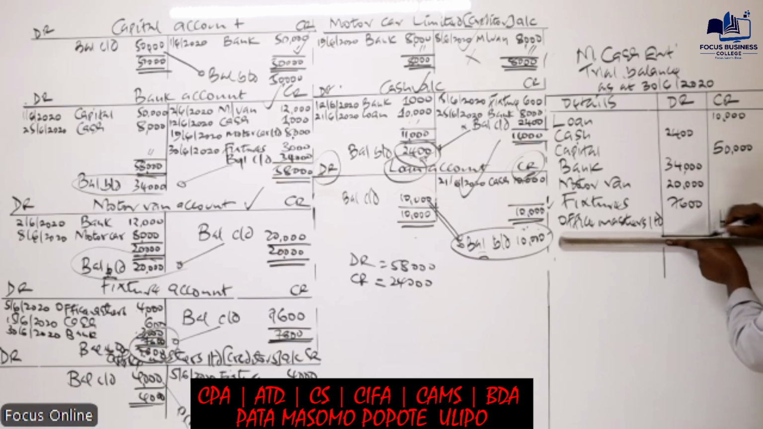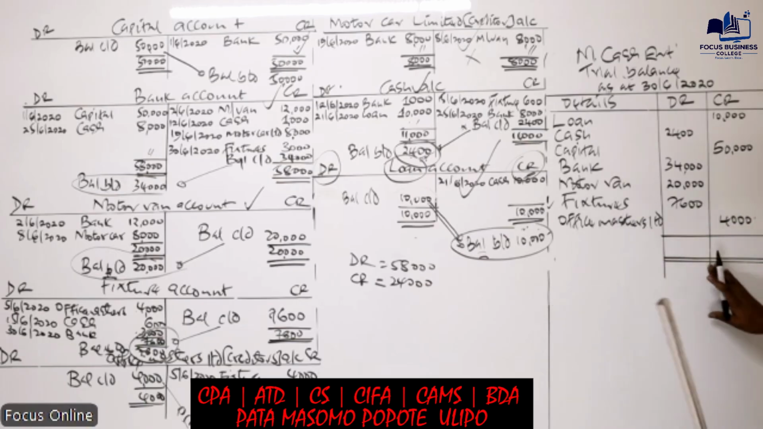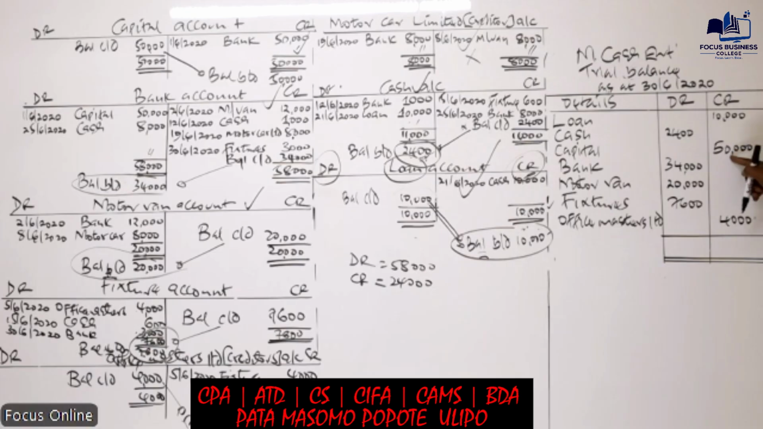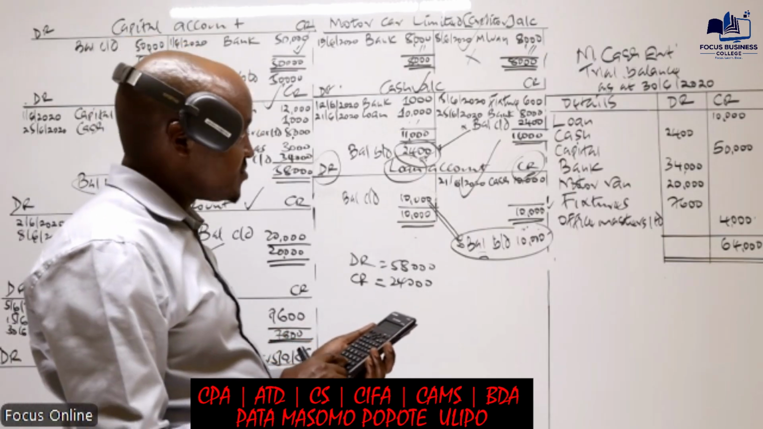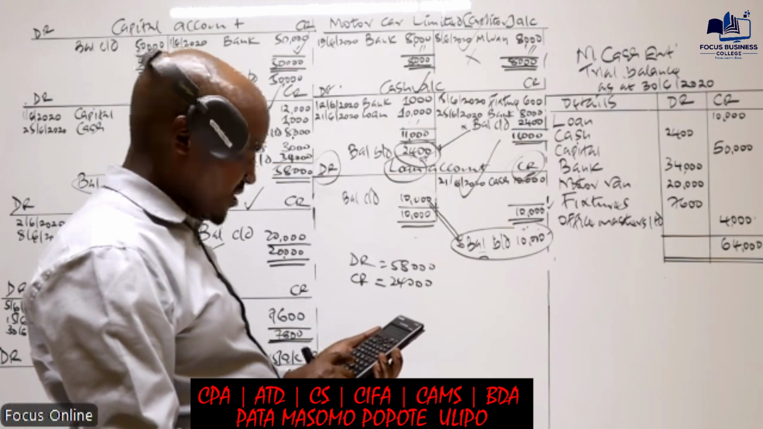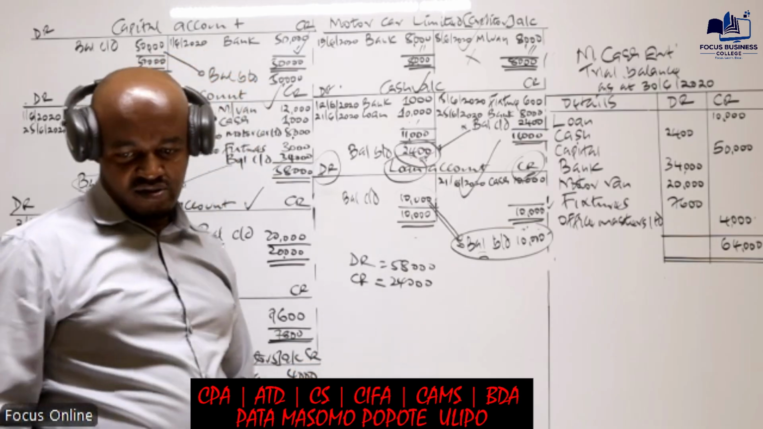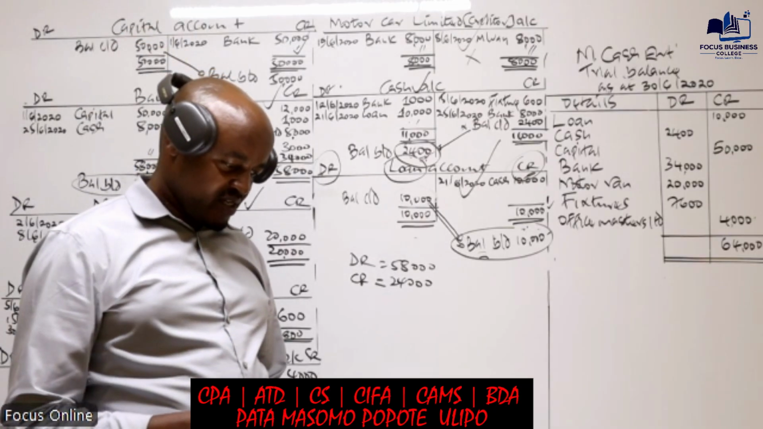We are done. So what we now need to do is get the totals. Whatever you have on the debit should be the same as what we have on the credit. So what do we have here? This 60,000, this 4,000. That would be 64,000. What about on the debit side? We add what we have on the debit: 2,400 plus 34,000 plus 20,000 plus 76. What are you getting here? What are you getting on the debit?